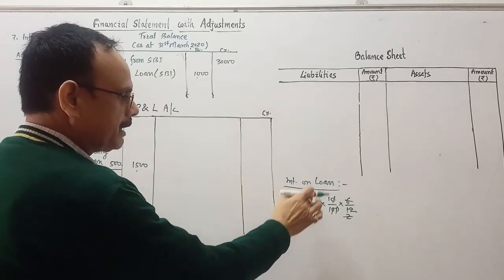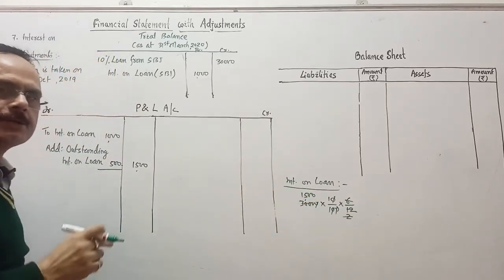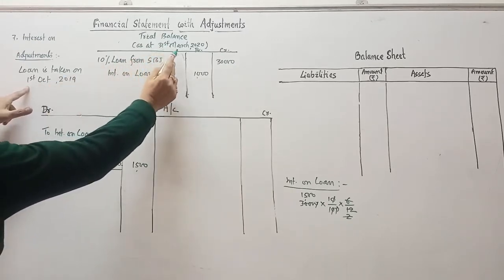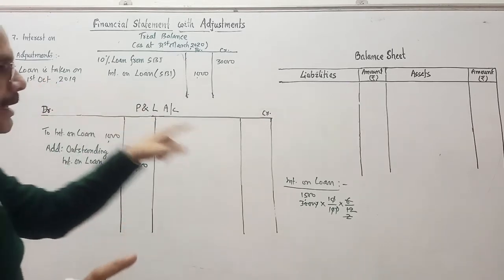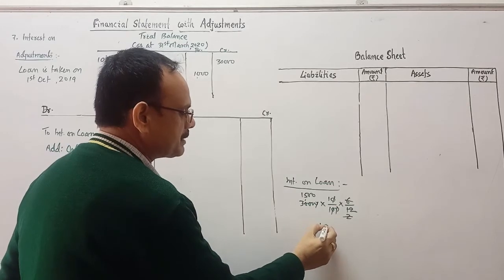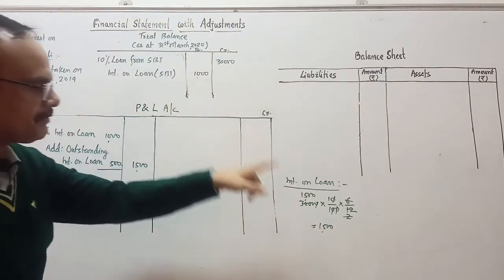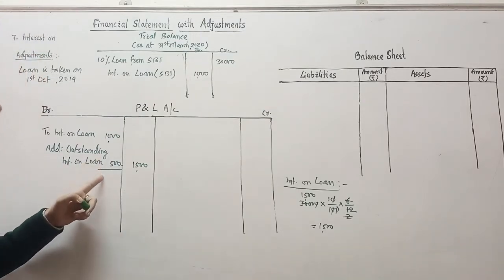Interest on loan we have calculated in the working note. The loan amount is 30,000 and the rate of interest is 10%, and the loan is taken on 1st October 2019. Accounts are closed on 31st March 2020, so 6 months interest will be calculated by us. 6 months interest is 1,500. 1,000 is recorded, it means 500 interest is outstanding, not yet paid. So you add the outstanding interest.